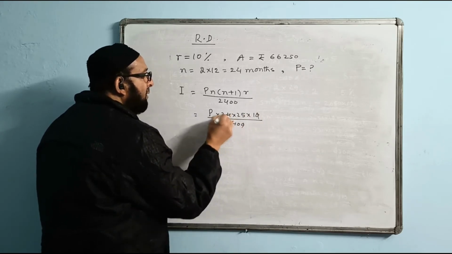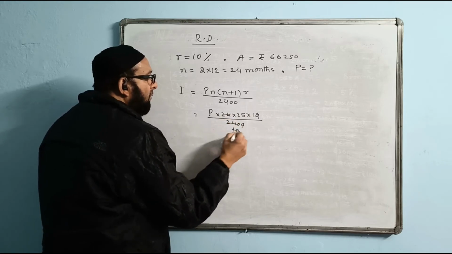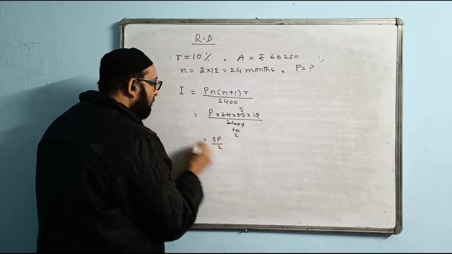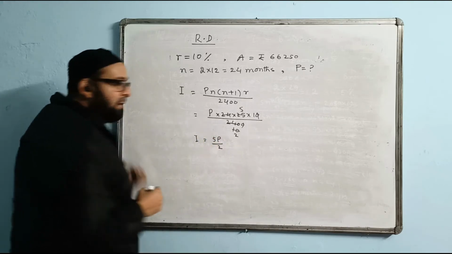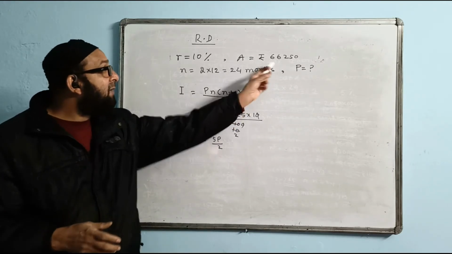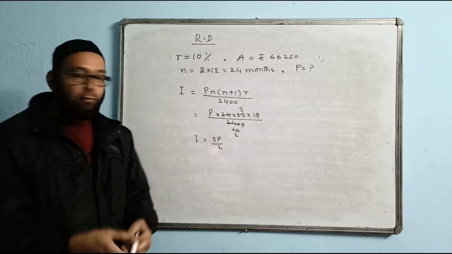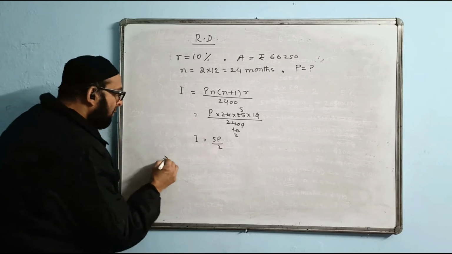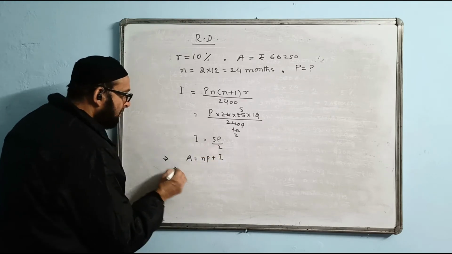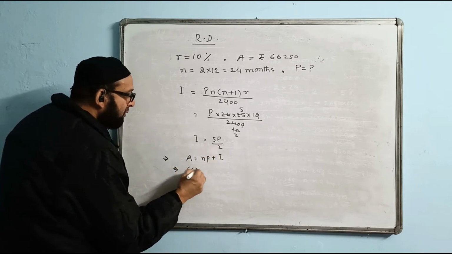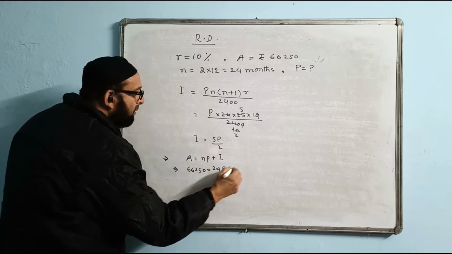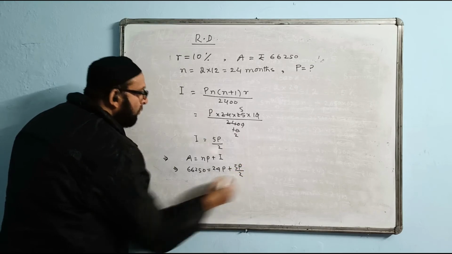The zeros cancel, 24 divided by 10 will go, 5 twos are 5. So this is coming 5P upon 2 interest. Interest value is 5P upon 2. Now A is given, we have to use the formula of A. So A formula is NP plus I. Amount of maturity given, 66250. N is 24P plus I value is 5P upon 2.